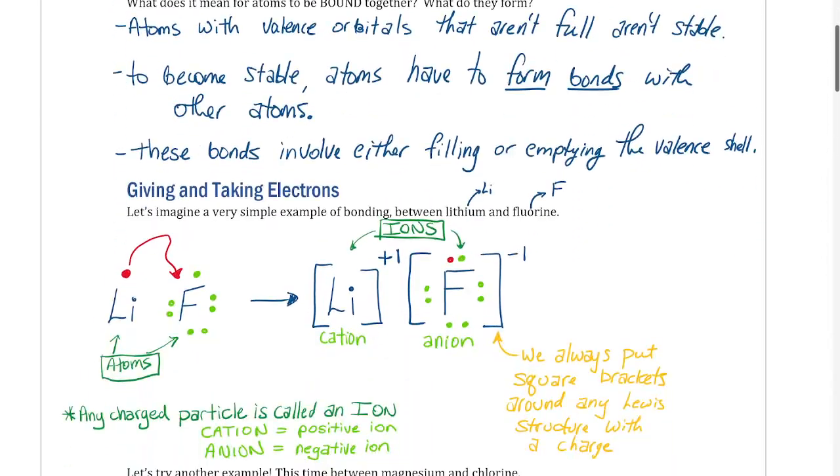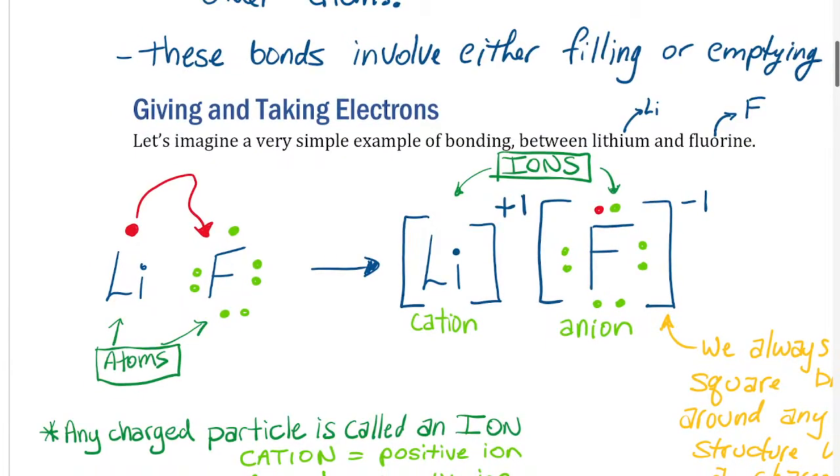And so we said one way that can happen is by the giving and taking of electrons. And we looked at an example of when lithium and fluorine come together. Lithium, if we draw a Lewis structure of it, looks like this. It has only one electron in its outer shell. And on the other hand, fluorine looks like this. It has 7. So one of them is electron poor, and the other is electron rich.